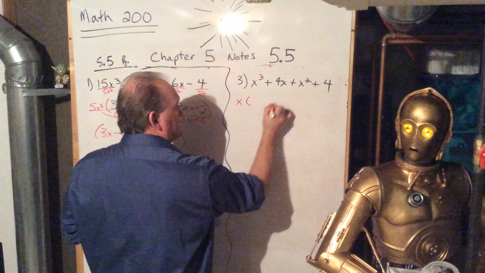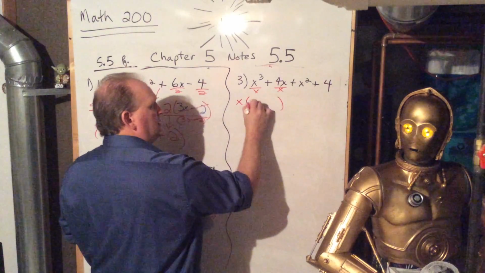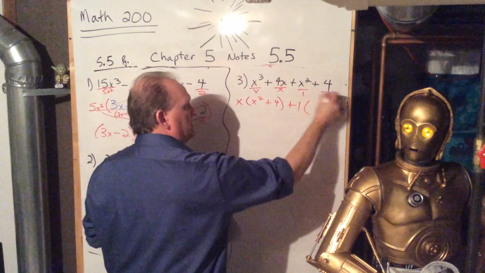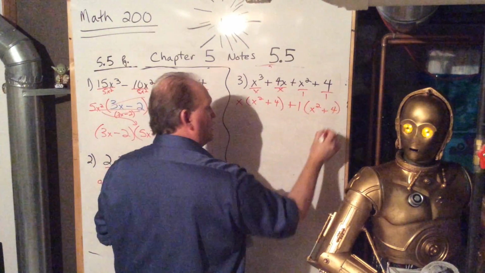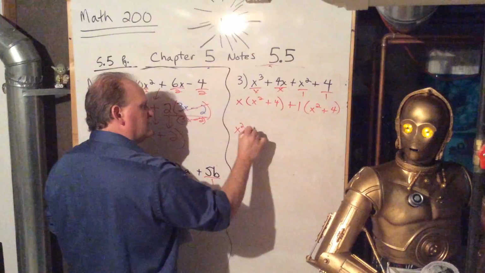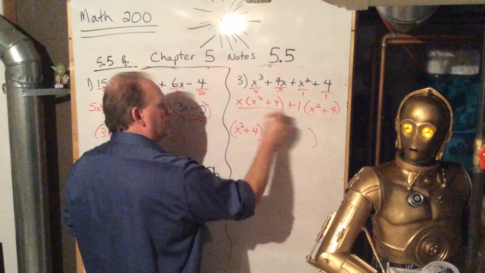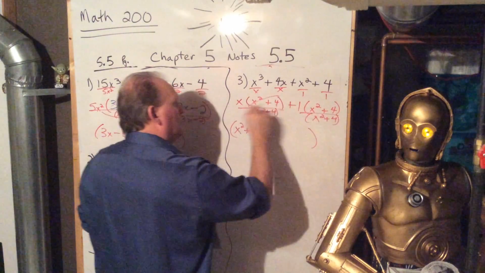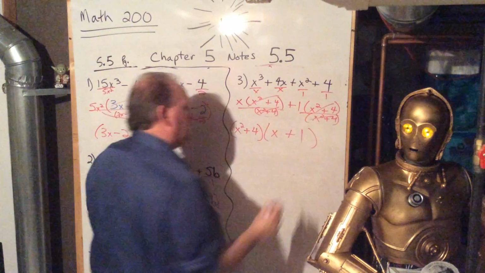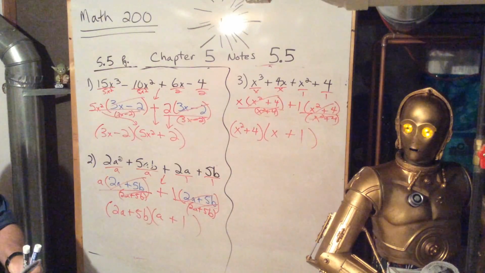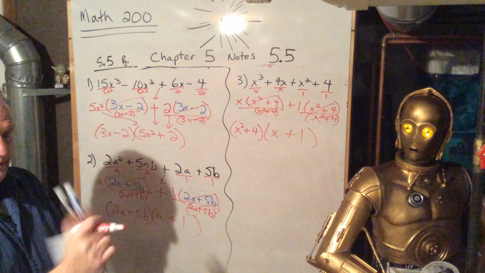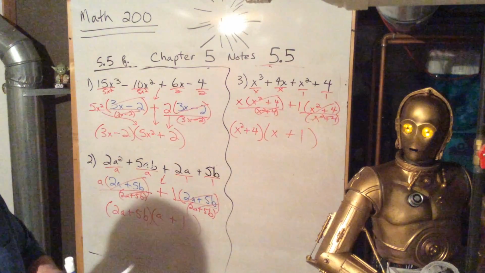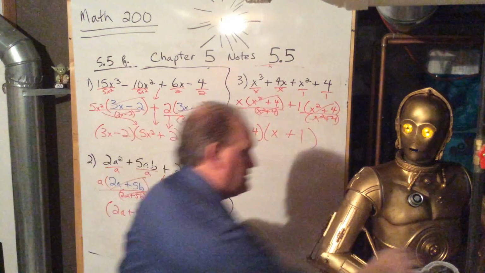All right, so x comes out. You get x squared plus 4. Those are relatively prime, so 1 comes out. You get x squared plus 4. And now we've got that x squared plus 4 in common. And so x plus 1 left. All right. And 1, 2, 3, 4 more problems. Gotta rearrange some stuff.